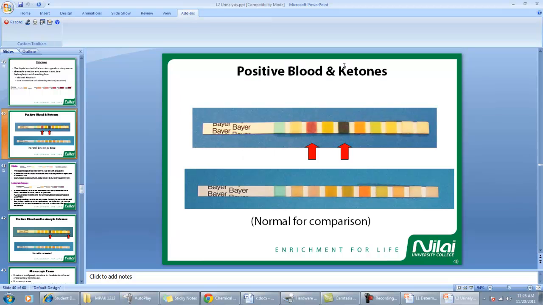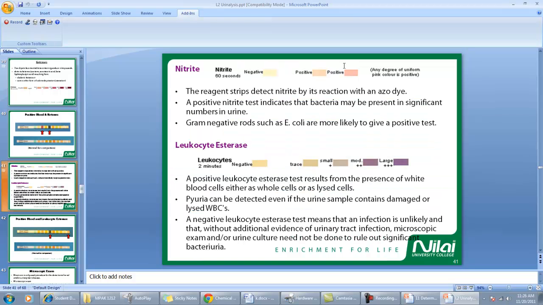Negative blood, ketones, nitrite. The reagent detects nitrite by its reaction with an azo dye. A positive nitrite test indicates that bacteria may be present in significant numbers in urine. Gram-negative rods such as E. coli are more likely to give a positive test.